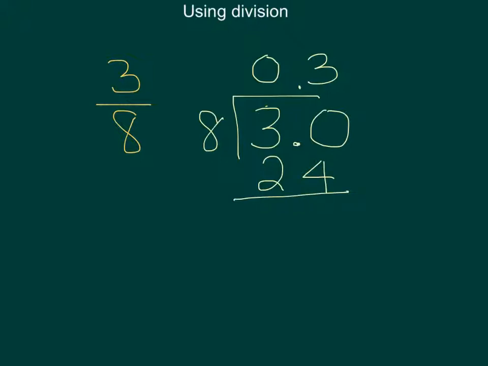Thanks to Kaylin and Avery for pointing this out. On the previous slide, I had a 4, so I am making corrections. 8 times 3 is 24. 30 minus 24 is 6.